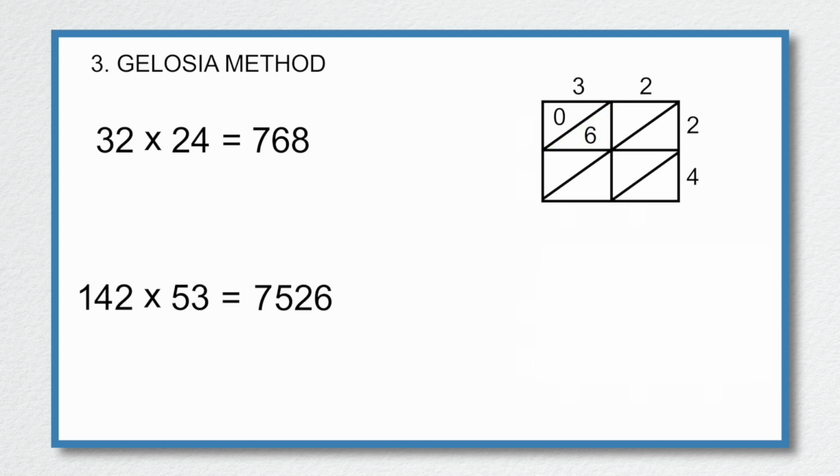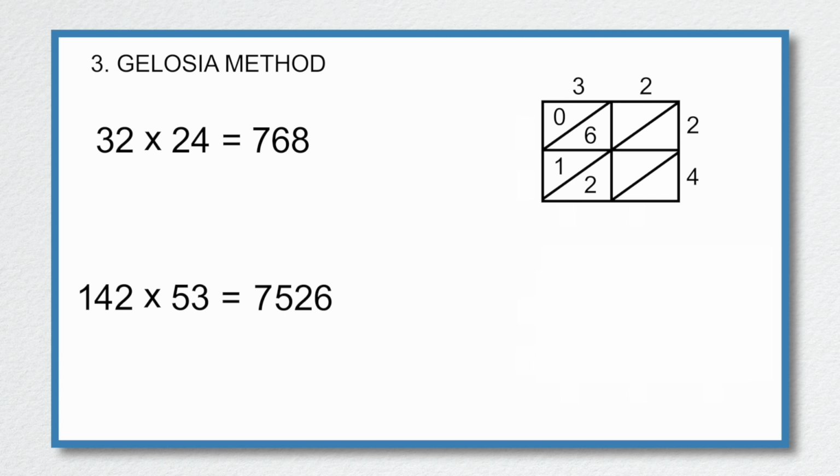Hopefully this will make sense if I now do the bottom left hand of the grid, this box here, which is 3 multiplied by 4. Now 3 multiplied by 4 is 12, it's a 2-digit number. We put the 1 here and the 2 here.